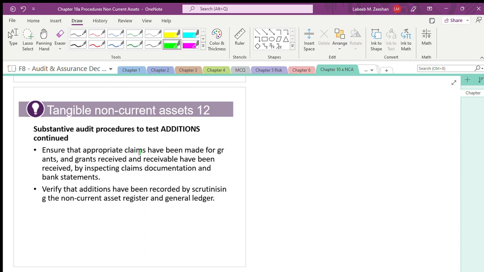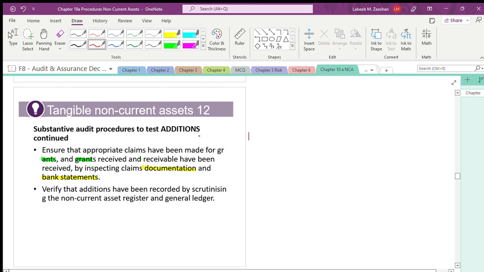Ensure that claims for the grants, if we are receiving any grants from the government, have been received or are receivable. Is it right? We have to make sure of that, since sometimes it is there in financial reporting. When you are receiving the government grants, you have to inspect the documents. And definitely, if we are receiving the government grants, it will be transferred to the bank.